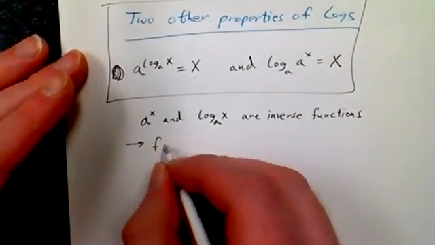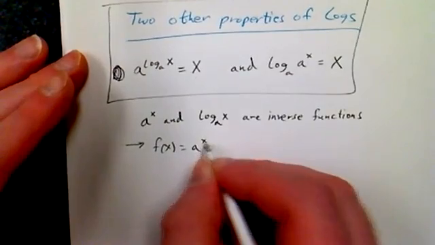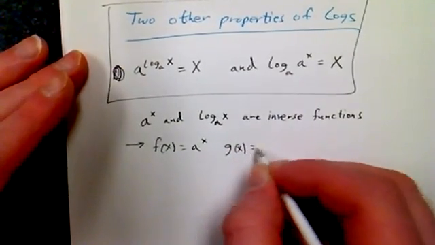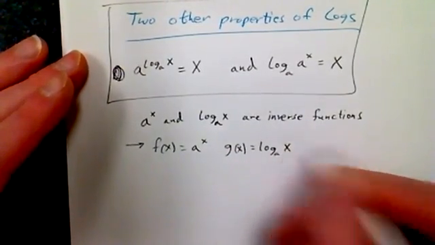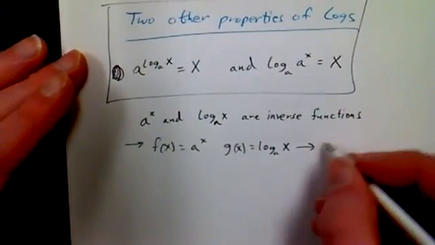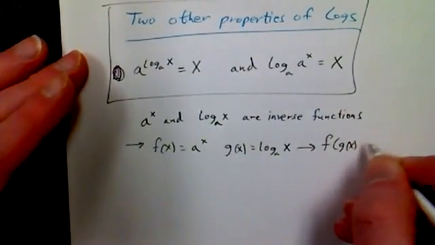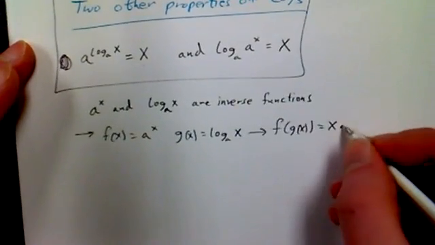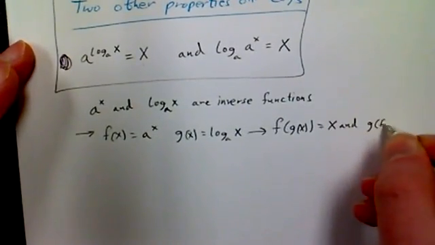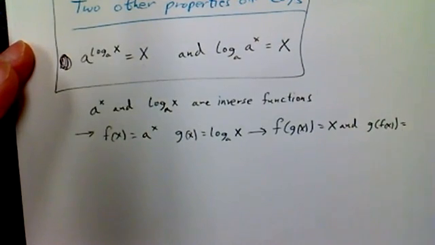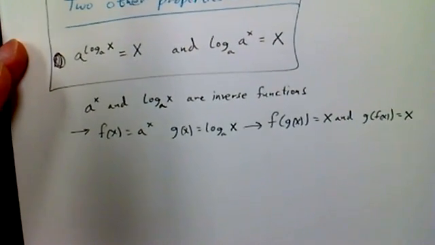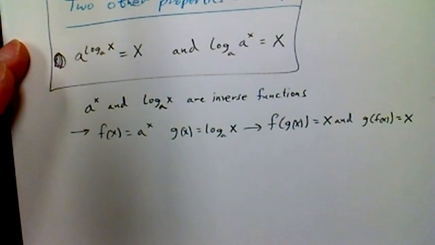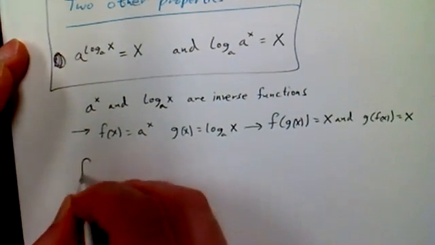if we say f of x is equal to a to the x and g of x equals log base a of x, what that tells us is that f of g of x must equal x, from what we know from inverse functions, and g of f of x is equal to x. See that? So if that's true, let's see.